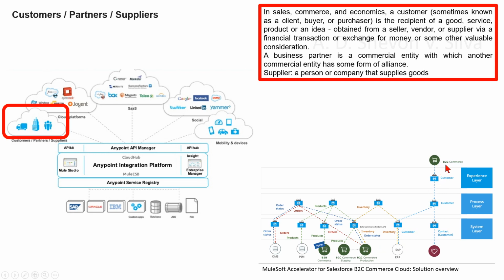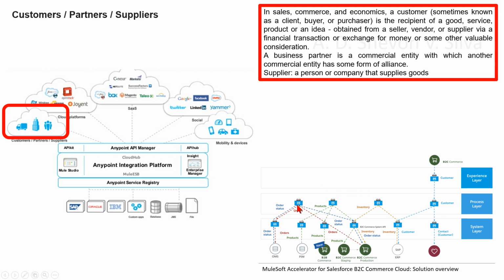Here B2C commerce is connected to customer in the experience layer, and the customer in the experience layer is connected to customer in the process layer, and it is connected to Mule in the system layer, and the contact is passed from Mule to Service Cloud.